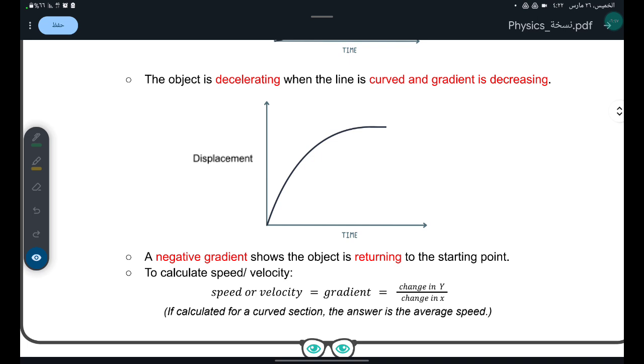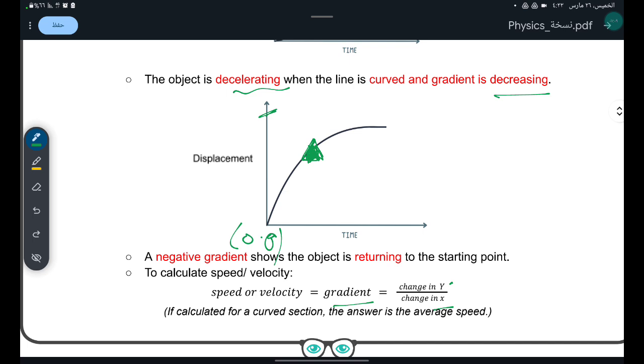To find the slope, which in this case equals speed or velocity, we are going to find it from the gradient. Gradient equals change in y over change in x, or change in the vertical axis over change in the horizontal axis.